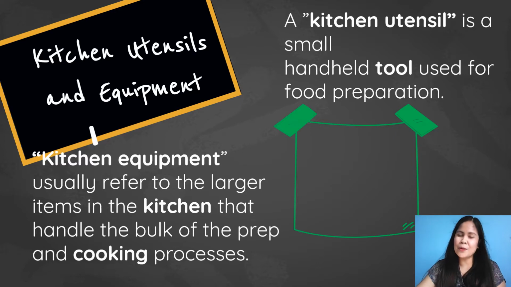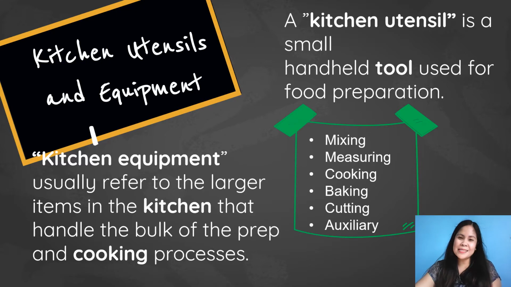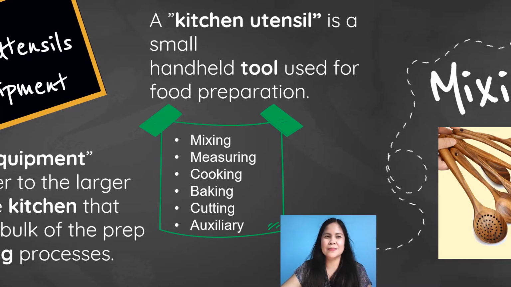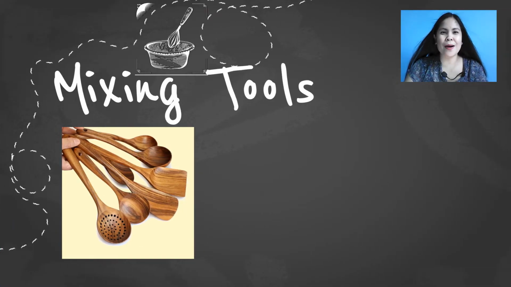So for this day, we're going to discuss the categories or classifications of kitchen utensils and equipment. And they are mixing, measuring, cooking, baking, cutting, and we also have auxiliary tools and equipment. And for our first classification, we have mixing tools.